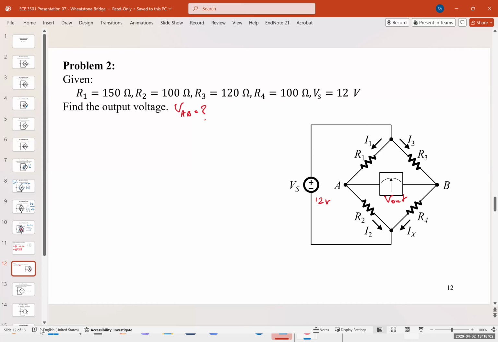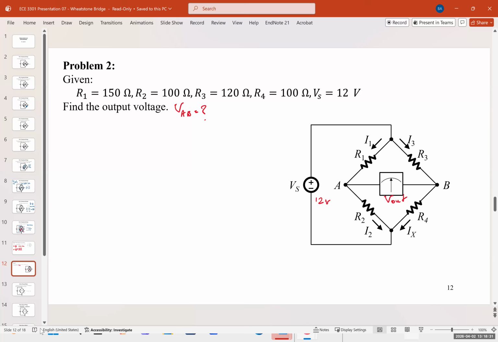Is this system balanced or not? We have to first check. R1 times R4 should be equal to R2 times R3. You can do that. So R1 times R4 gives us what? 150 times 100, 15,000. R2 times R3 gives us 12,000. So they are not equal. Therefore, this system is unbalanced.